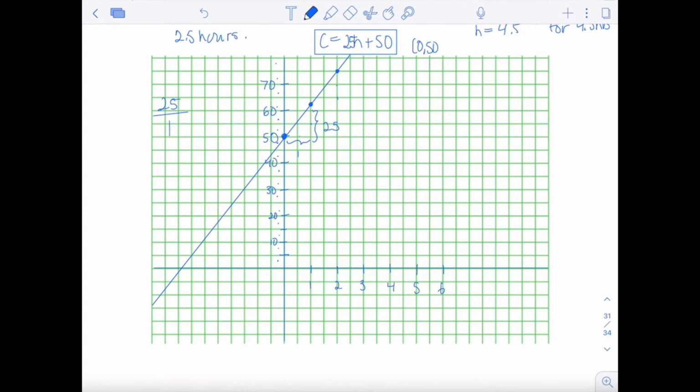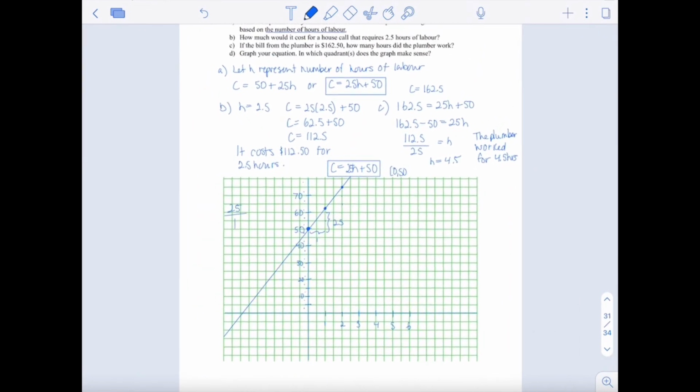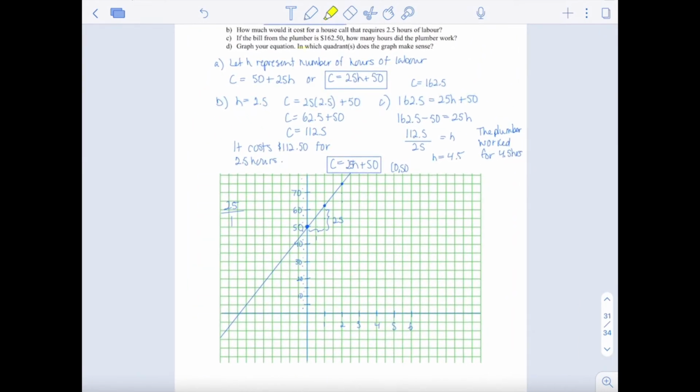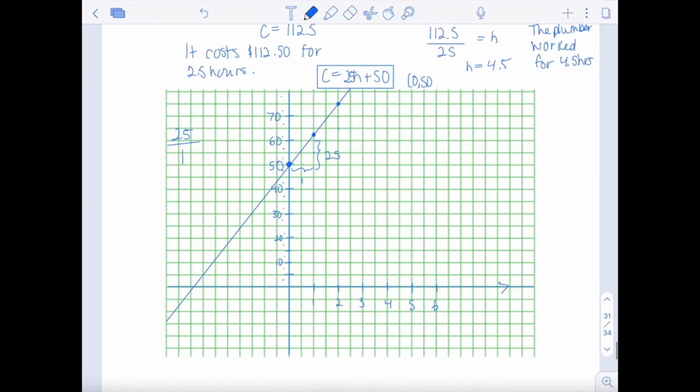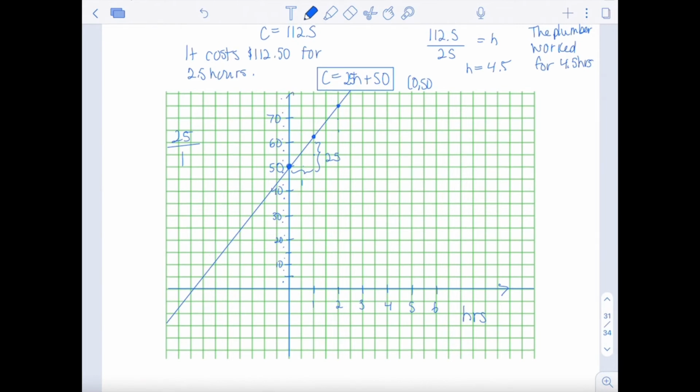Okay, and now we have to answer a really important question. In what quadrants does this graph make sense? So you have to think about what these axes mean, and maybe let's label them. So this is going to be hours, and actually we should label them, and if you ever get a graph like this, you will have to label them. So I have hours, and then I have dollars, right?